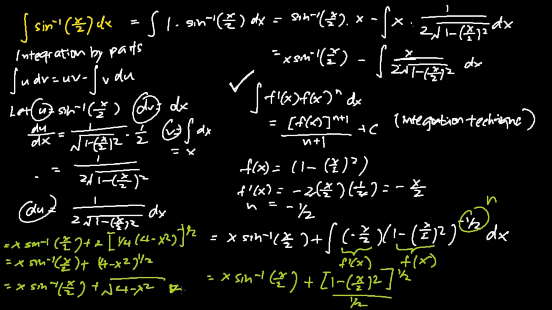This is the final answer to the integration of sine inverse x over 2 dx, which is x sine inverse x over 2 plus square root of 4 minus x squared plus c.